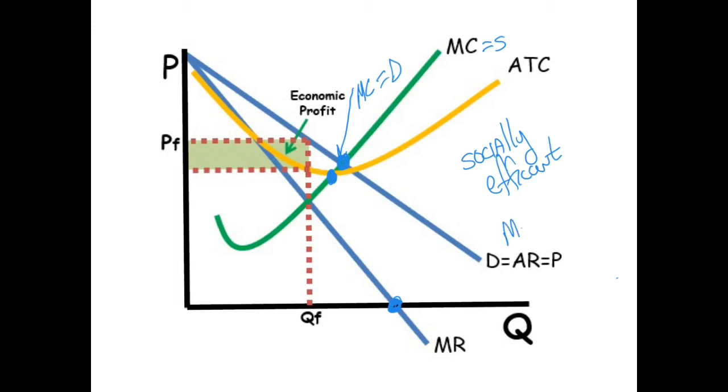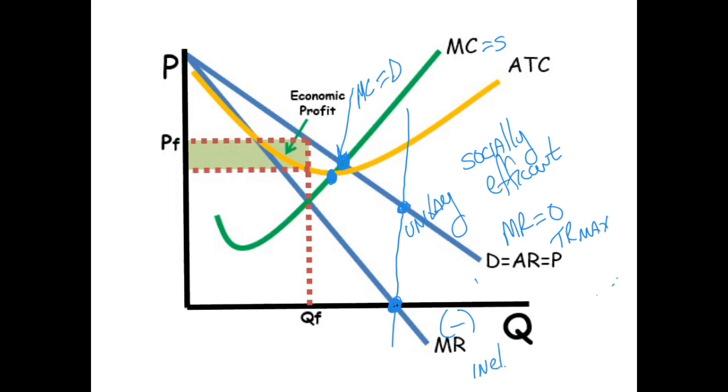When marginal revenue equals zero, total revenue is maximized. When marginal revenue equals zero, that will also tell us that demand is unitary. When marginal revenue is negative, demand is inelastic. And when marginal revenue is positive, demand is elastic.